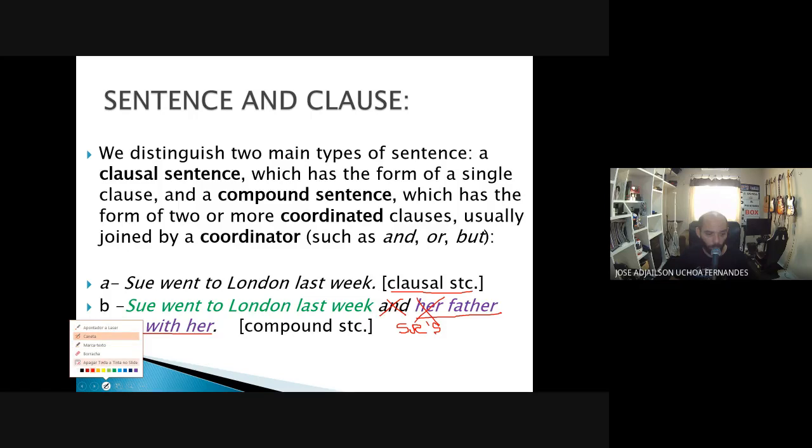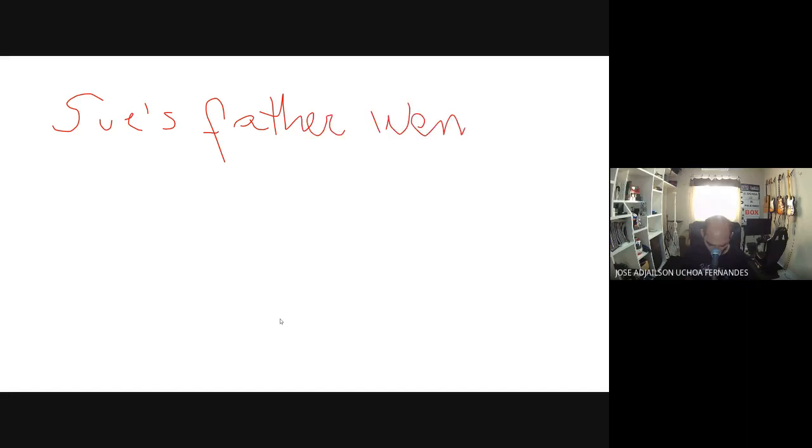So let me erase this. Take this example. Let's analyze this. Sue's father went with her. Let's go to the board. I hope it works. Sue's father went with her. Let me change the color.